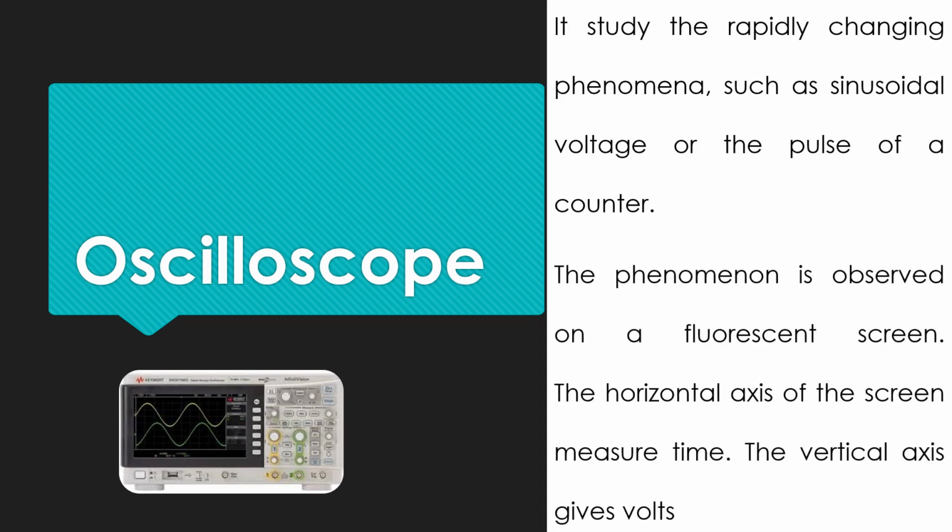Oscilloscope. Here we can see a photo of the oscilloscope. It is used to study rapidly changing phenomena such as the sinusoidal voltage or the pulse of the counter. These phenomena are observed on the fluorescent screen. The horizontal axis is for the time and the vertical axis gives voltage.